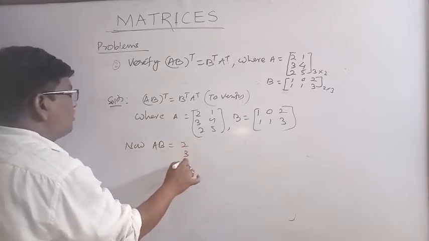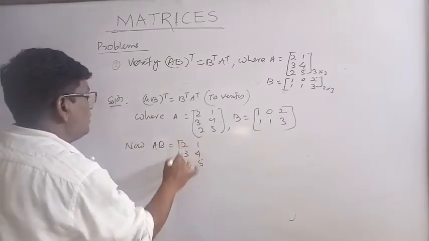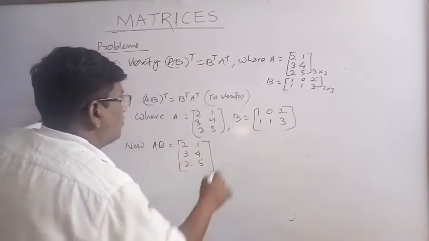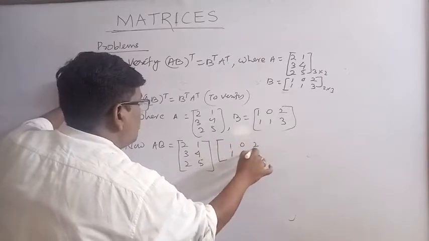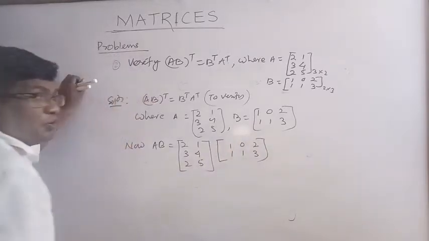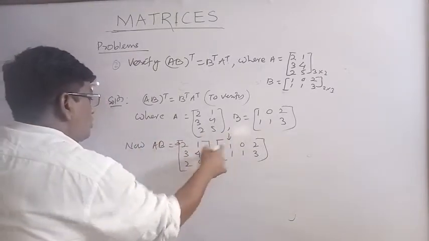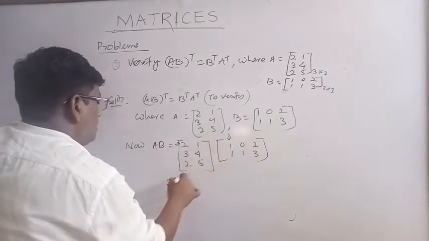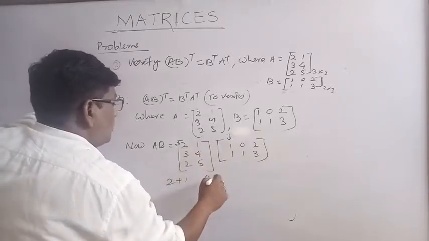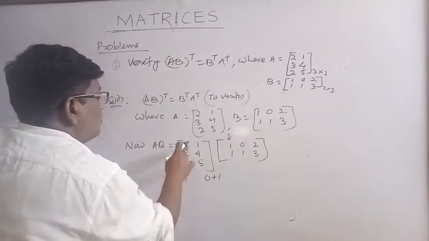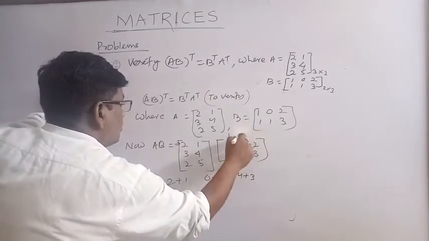This is A, and B is equal to [[1, 0, 2], [1, 1, 3]]. Now multiply AB. This is row 1 and this is column 1. So 2 into 1 is 2, plus 1 into 1 is 1. Then 2 into 0 is 0, 1 into 1 is 1. Now 2 into 2 is 4, 1 into 3 is 3. This is row 1 complete.